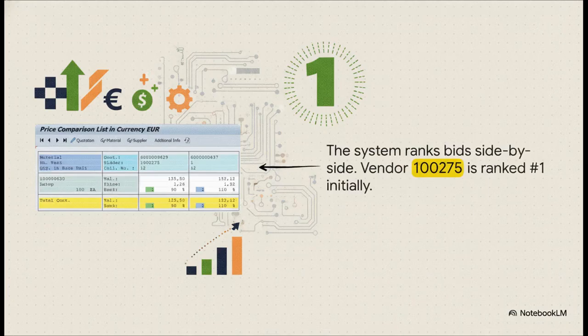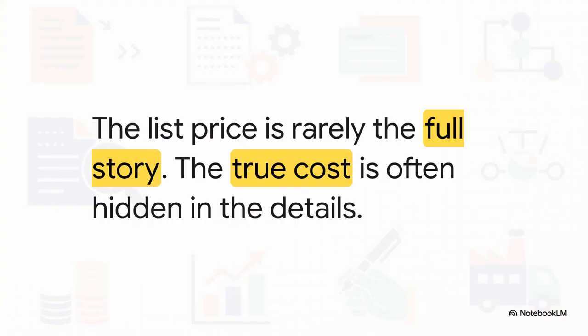And here we go, the initial results. SAP lays everything out beautifully and even ranks them for us. You can see that little green 1 right there, telling us that vendor 100275 is in the lead with a total value of $125.50. Awesome. Case closed, right? We have our winner? Or do we? Well, not so fast, because anyone who's been in purchasing for a while knows the list price is almost never the full story. The real cost is usually hiding in the details.